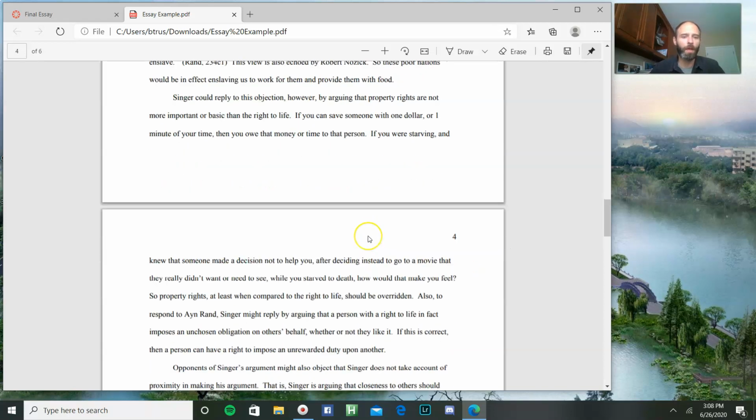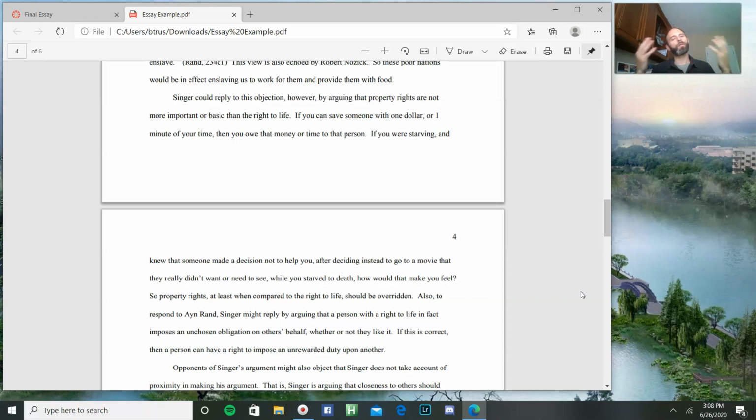If you were starving and knew that someone made a decision not to help you after deciding instead to go to a movie that they really didn't want or need to see while you starved to death, how would that make you feel? So property rights, at least when compared to the right to life, should be overridden. Also, to respond to Ayn Rand, Singer might reply by arguing that a person with a right to life in fact imposes an unchosen obligation on others' behalf, whether they like it or not. If this is correct, then a person can have a right to impose an unrewarded duty upon another.